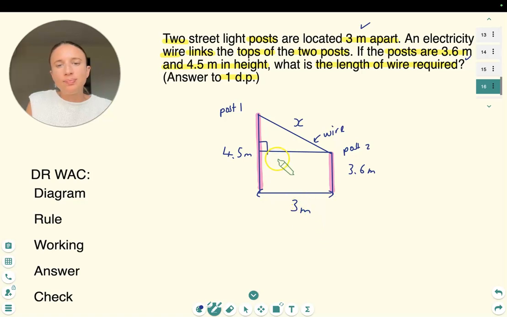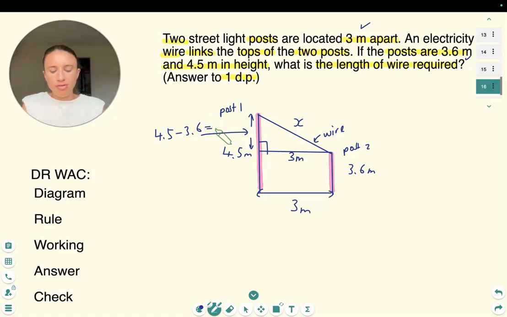Now you look at it and we think, okay, this horizontal distance has got to be the same as this distance, 3 meters, right? So we've got that side known. We don't know x. Can we find what this side is? Well, we can. It's the leftover of this big height and this height. So this side is going to be 4.5 take 3.6. That's the key to this problem. 4.5 take 3.6 is 0.9.